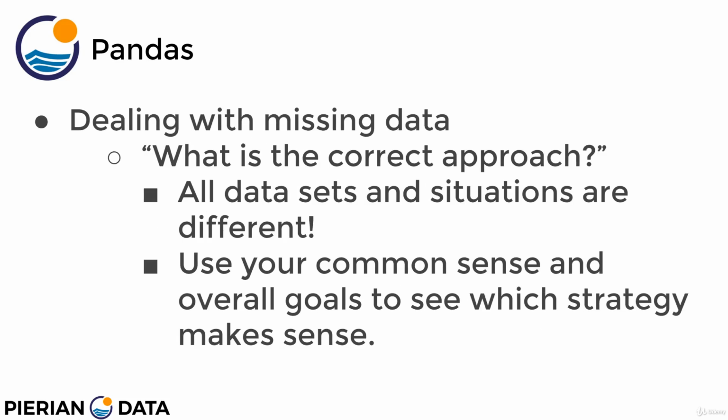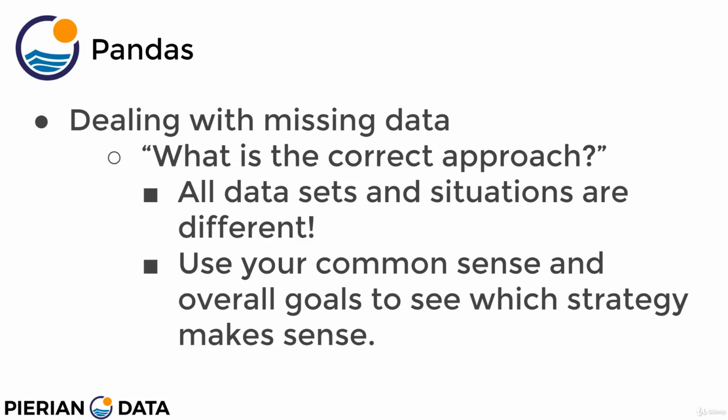Now, a really common student question I get is, what is the correct approach to actually dealing with missing data? And unfortunately, the best I can say is all data sets and situations are completely different. So there's not a general consensus answer I can give here. What you should do is use your common sense, and more importantly, think of the overall goals that you're trying to achieve when you're dealing with this data set and machine learning in general, to see which strategy makes sense.